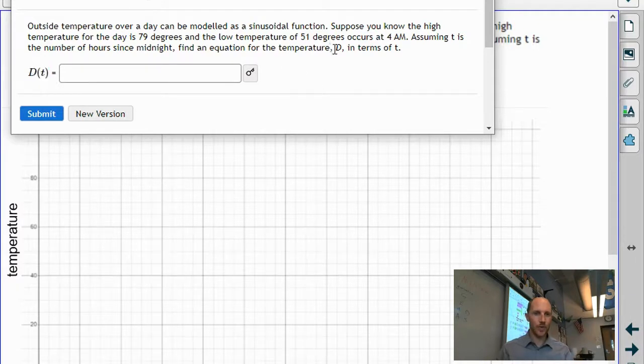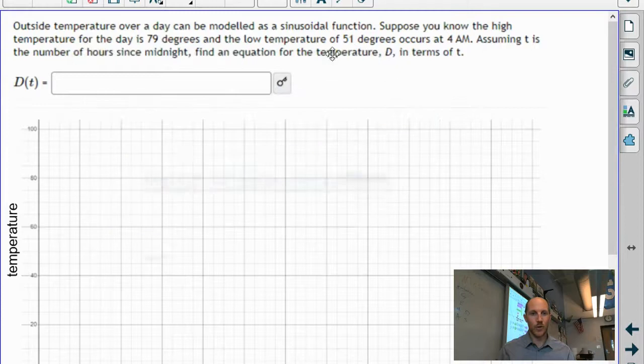And so it says temperature stands as D. Why you would use D to stand for temperature, I'm not exactly sure, but that's what the problem gave us. So D is a function of time. And so I took a screenshot of that. Here's the same problem. And I made a graph ahead of time because I thought that would probably be a helpful way to come up with our equation. You don't need a graph, it is not a requirement, but illustrations are good.